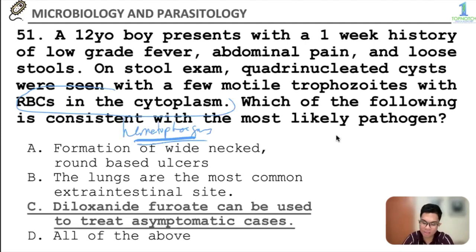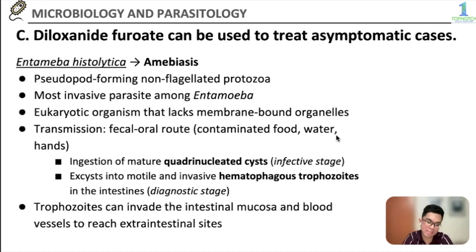Diloxanide furoate for asymptomatic carriers. Bakit? Amoebiasis, pseudopod-forming non-flagellated protozoa. It's also transmitted fecal-oral route through contaminated food products, water, and unclean hands.